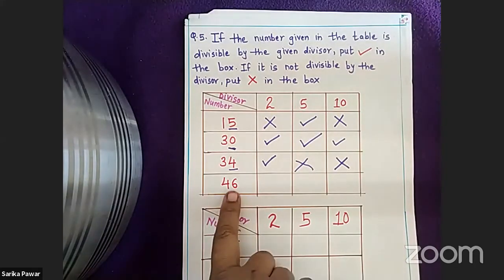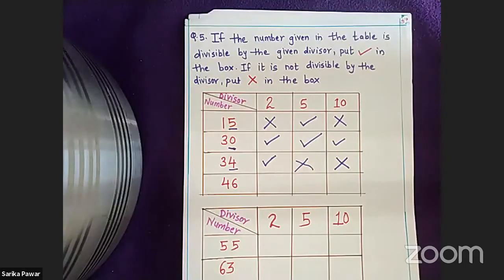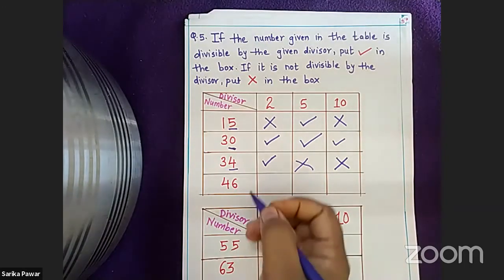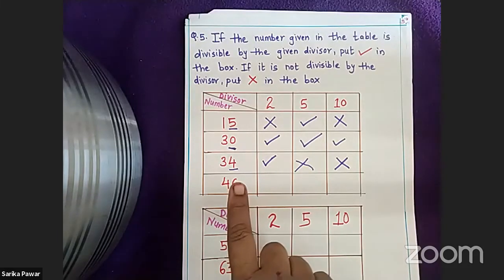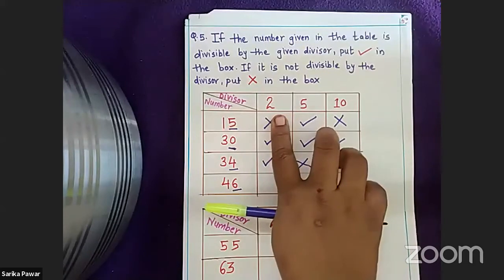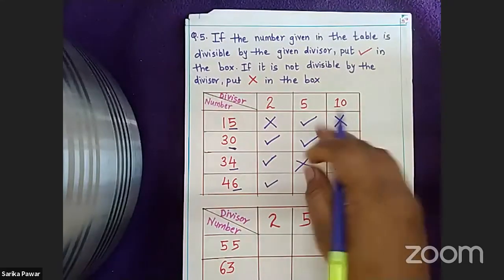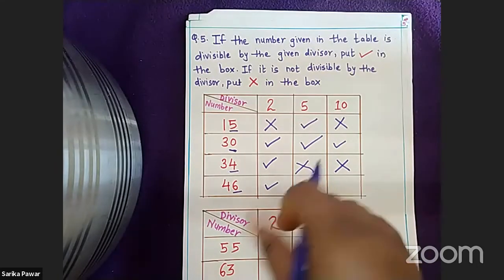Now next, number 46. Here, which is the unit place? 6. Very good. Then 6 is in the unit place, so this number 46 is completely divisible by 2. Yes or no? Yes. Very good. And is it completely divisible by 5? Yes or no? No.